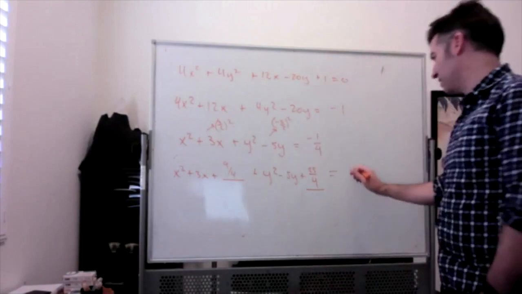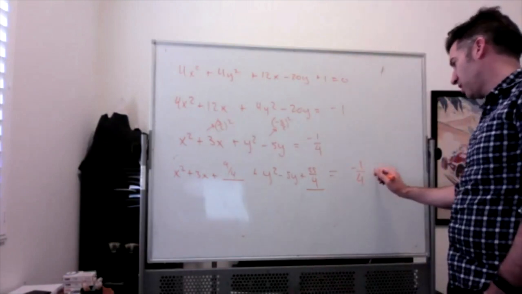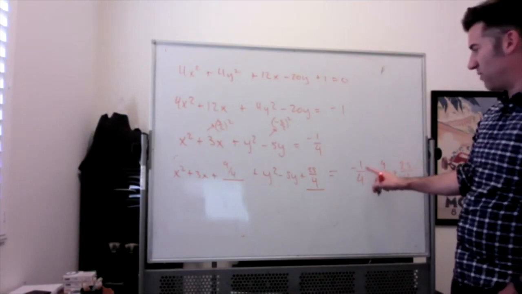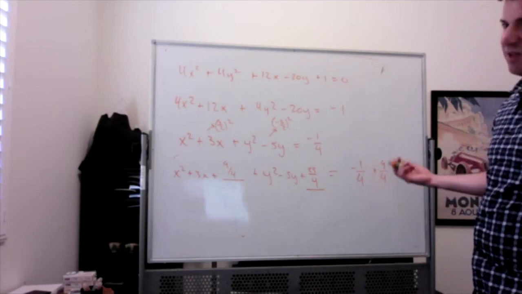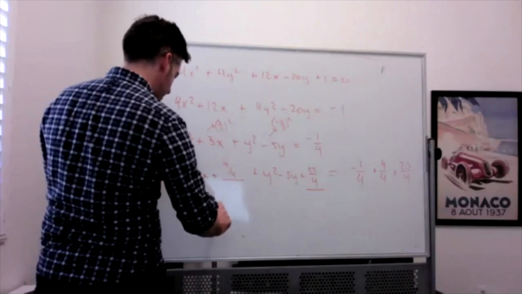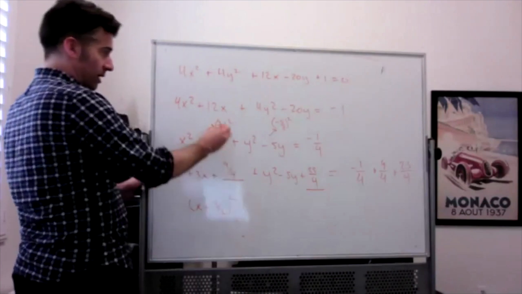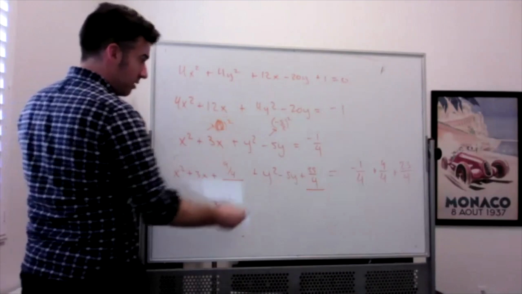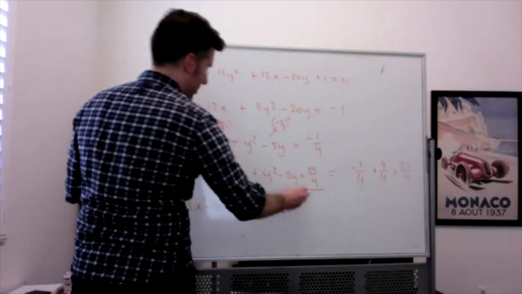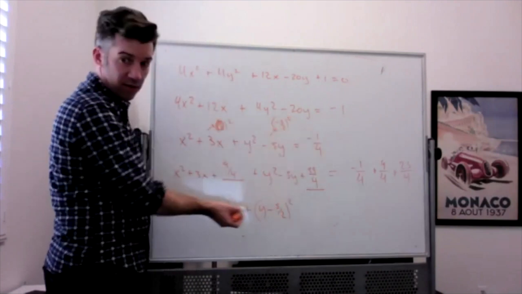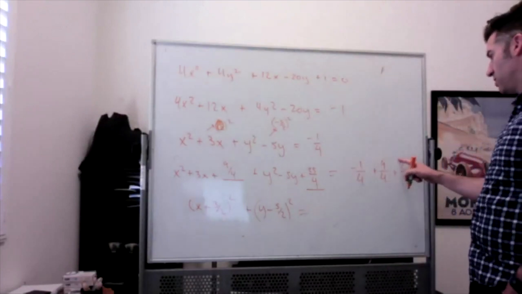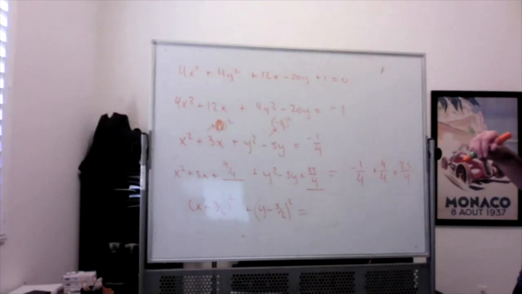I feel like the person writing this problem probably meant for something else to happen, but that's okay. Sometimes the things you mean to happen don't happen. I think they meant for this to be positive so that this number would come out nicer. It's all right. So this factors as x plus 3 halves squared, right? That number is the number that ends up right there. This factors as y minus 5 halves squared, because again, the minus 5 halves is what comes down there. And then it's equal to negative 1 plus 9 is 8, plus 25 is 33.